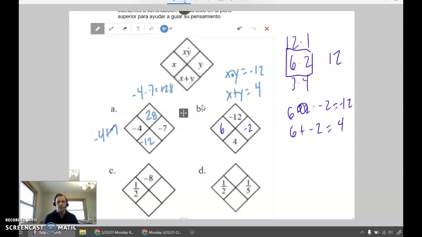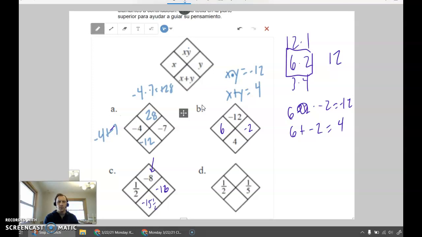All right, try these other ones out that are a little bit more straightforward. Here we know our multiplication is -8 when we multiply 1/2 times something. So then we just undo that by dividing. So -8 divided by 1/2 gives us a -16. And so then when we add them together, -16 plus 1/2 gives us a -15 and 1/2.